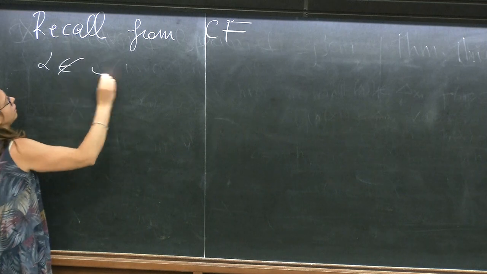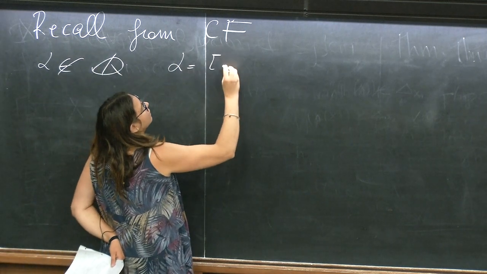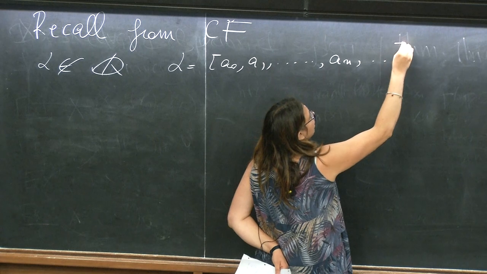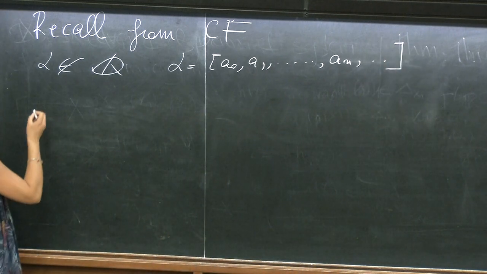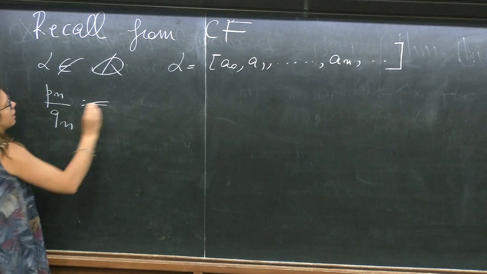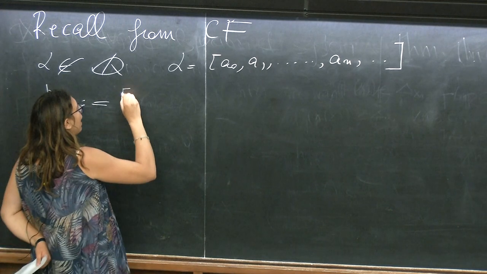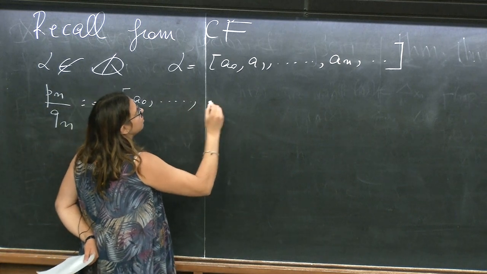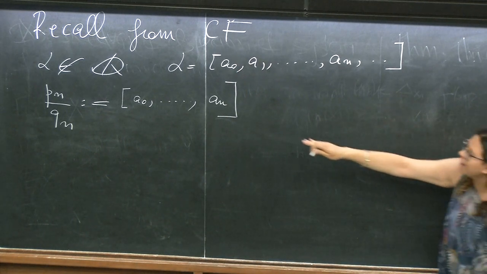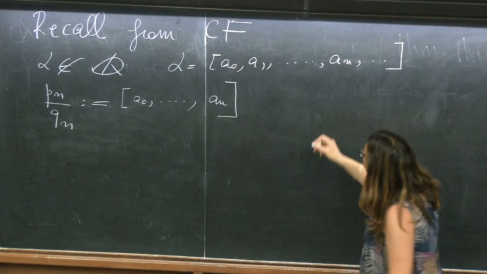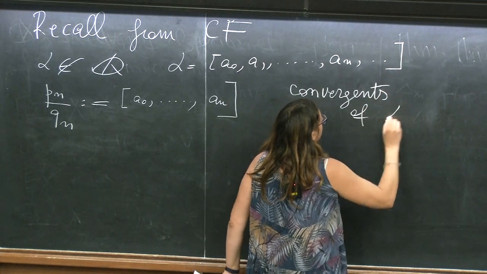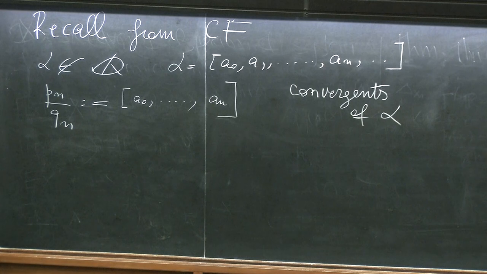So we have alpha irrational, and hence alpha has a unique infinite continued fraction expansion, where these entries are positive integers. I can define truncation. I want to call Pn over Qn the finite continued fractions obtained by terminating the fraction at An. So this is infinite, but I stop it at a finite level, and then I can clear out denominators and I get a rational. These are called convergents of alpha. And we are going to use them today. Actually, the denominators we are going to use.